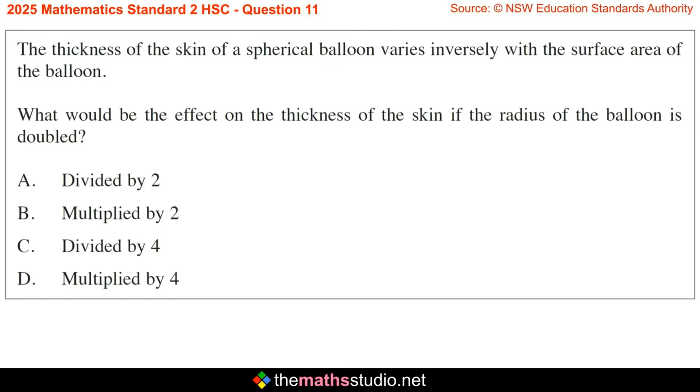Question 11. The thickness of the skin of a spherical balloon varies inversely with the surface area of the balloon. What would be the effect on the thickness of the skin if the radius of the balloon is doubled?